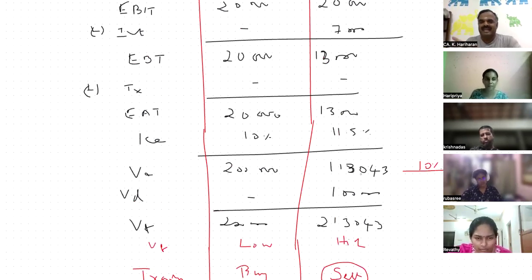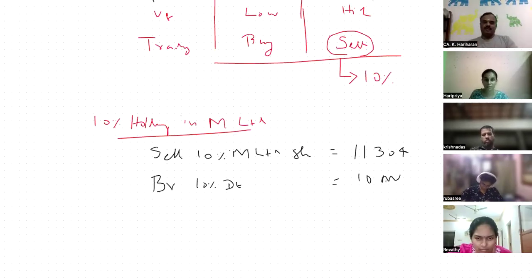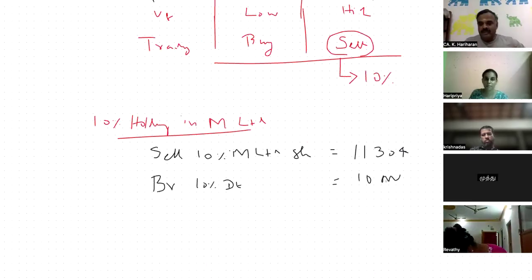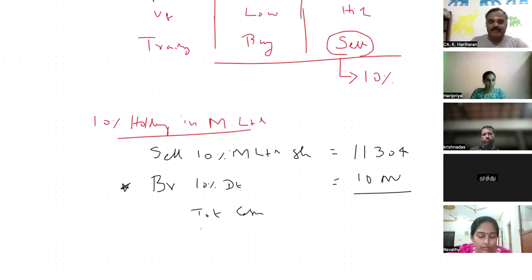Yes, sir. Maintain the same risk class. For the purpose of maintaining the same risk class, I am borrowing 10,000 rupees. So totally, I will have the cash of 21 lakh, 21,304. That I can invest in which company? N Limited. Clear?